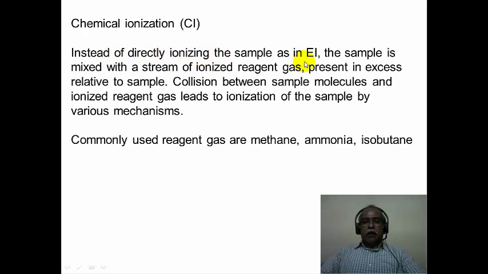Instead of directly bombarding the molecules with a high energy electron, a stream of ionized gas is used. In other words, you have a reagent gas which gets ionized by bombardment of these high energy electrons first, and the ionized gas molecules in turn react with the substrate, and by a simple collisional process between the sample molecule and the ionized gas, ionization takes place by various mechanisms. The commonly used reagent gases are methane, ammonia, and isobutane.